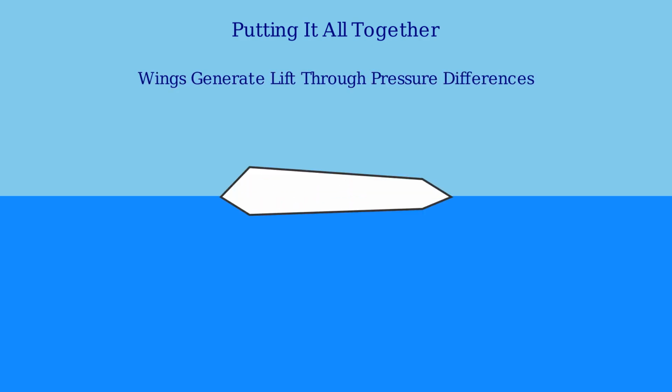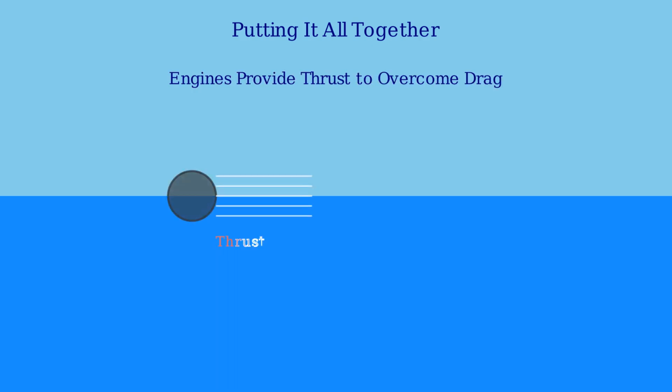Wings generate lift through pressure differences around the airfoil shape. Air flows faster over the top of the wing, creating lower pressure above than below. Engines provide thrust by expelling air backward, propelling the aircraft forward. This thrust must overcome drag, the air resistance that opposes forward motion.